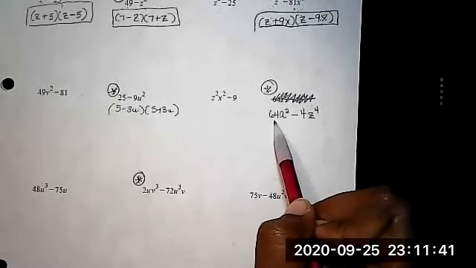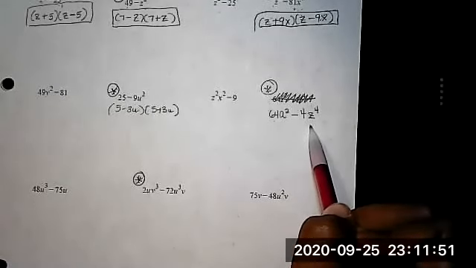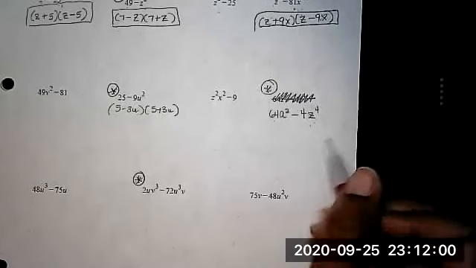64a squared is 8a times 8a. 4z to the 4th is 2z squared times 2z squared. Okay, that one is good. That's why I changed it. I wanted to show you that one.